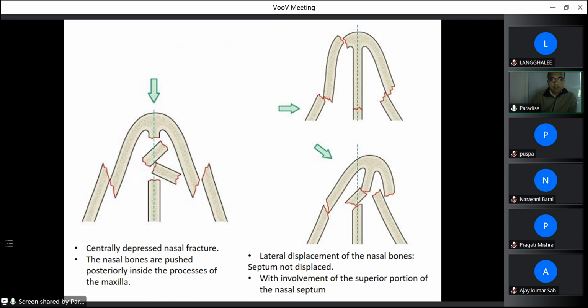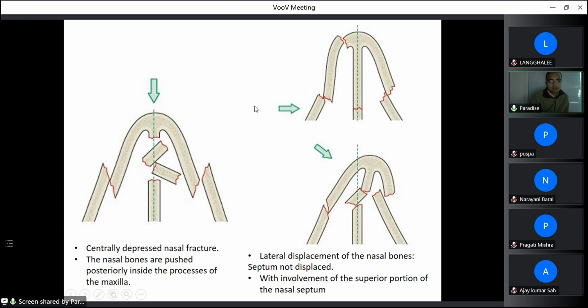If you see the types of nasal bone fracture, in the first figure it is a centrally depressed nasal bone fracture. The nasal bones are pushed posteriorly inside the frontal process of the maxilla. The nasal septum is also fractured, and bilaterally there is fracture and disruption of the dorsum of the nose. If the force is directly from the anterior region, it will damage the bilateral structures as well as the nasal septum.